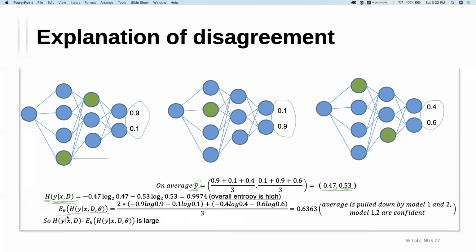For the second term, we take the expectation of entropy for every particular theta, or for every particular ensemble member. If you compute this, the result is 0.6363 because the average is pulled down by model one and model two, because model one and two are confident. So that's why the second term will be small if my ensemble members disagree with each other. So if we combine the two terms, this overall uncertainty is large.